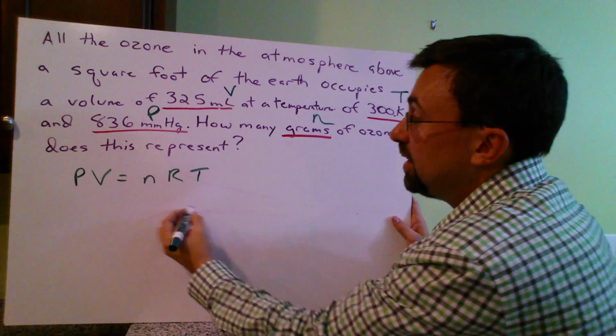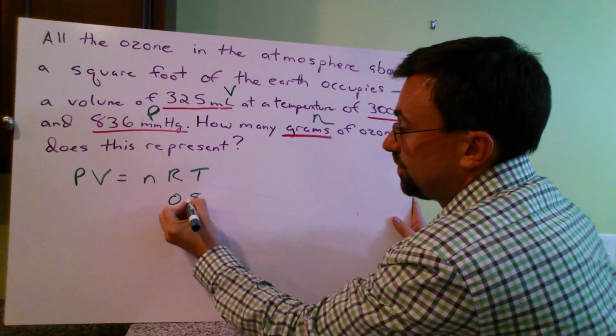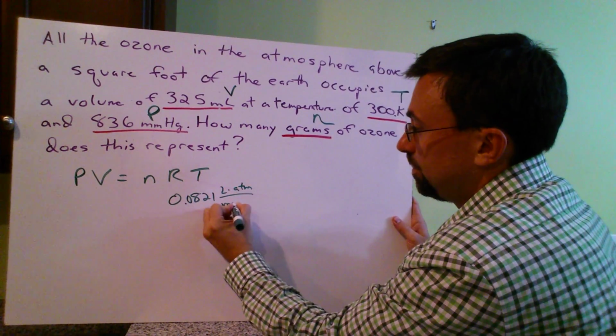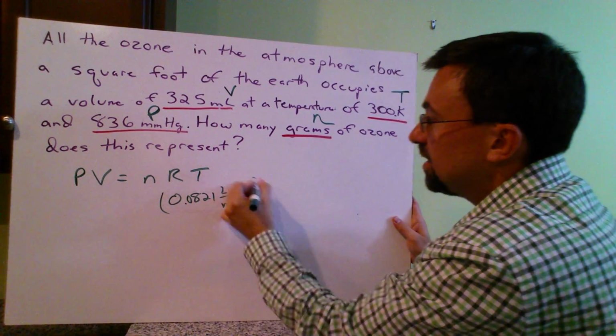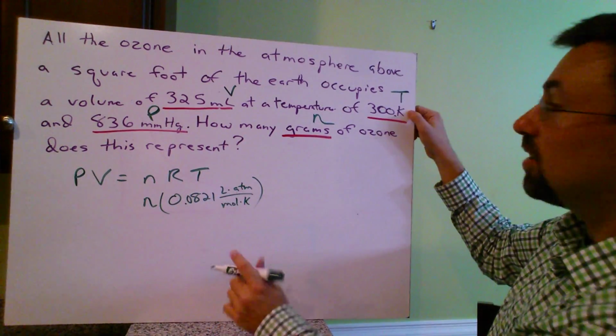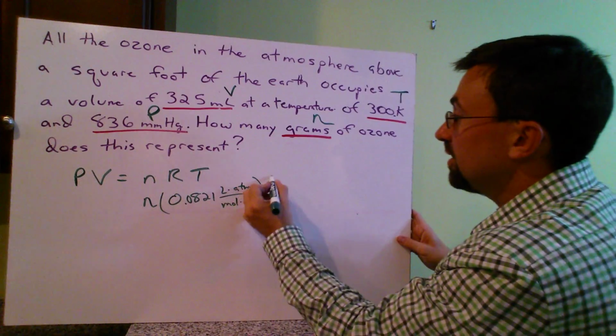So my question then becomes, and always look at R, 0.821 liter atmospheres per mole Kelvin. And that's going to tell me my units. So I'm looking for my amount. Temperature needs to be in Kelvin. Is it in Kelvin? Yep, that's awesome. I don't have to do anything.